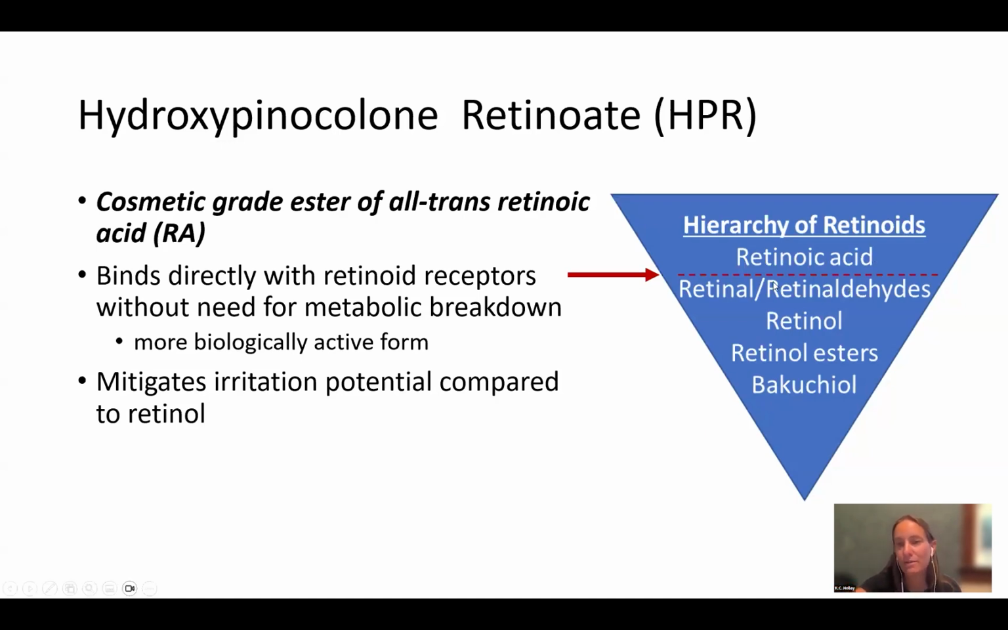So we talked about here how you have your retinoic acid, and then you've got your retinols and your retinaldehydes. This actually kind of fits in this new category right in between here. So it's a cosmetic ester, which means it can be used in cosmetic formulas, but it's actually an ester of the all-trans retinoic acid. So it actually can bind directly to those retinoid receptors in the skin without the need of having that metabolic breakdown that you need for retinol or retinaldehyde. So it is in its most biologically active form. But because it has that ester associated with it, it could still mitigate some of the irritation potential compared to retinol.